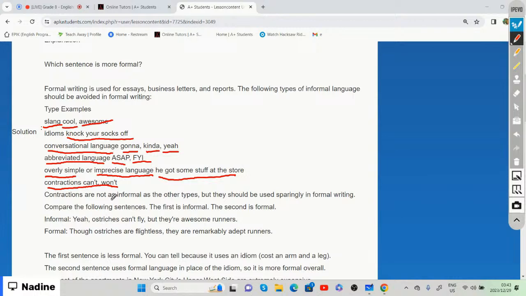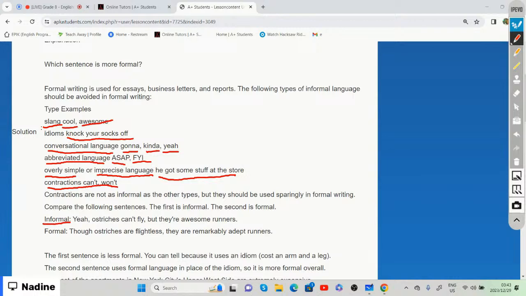All right, so now we're going to compare the following sentences, right? The first one is informal and the second one is formal, and then we're going to basically compare it based on the writing. The first one, which is informal, right? It says, yeah, ostriches can't fly, but they are awesome runners.